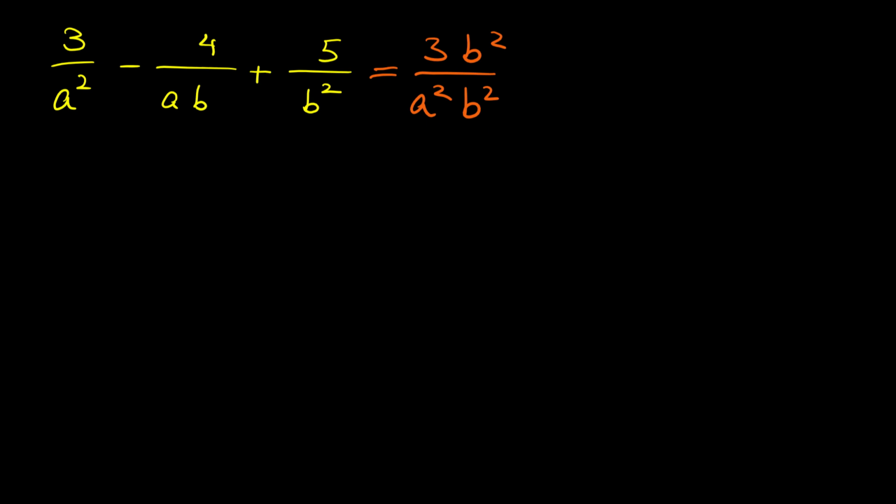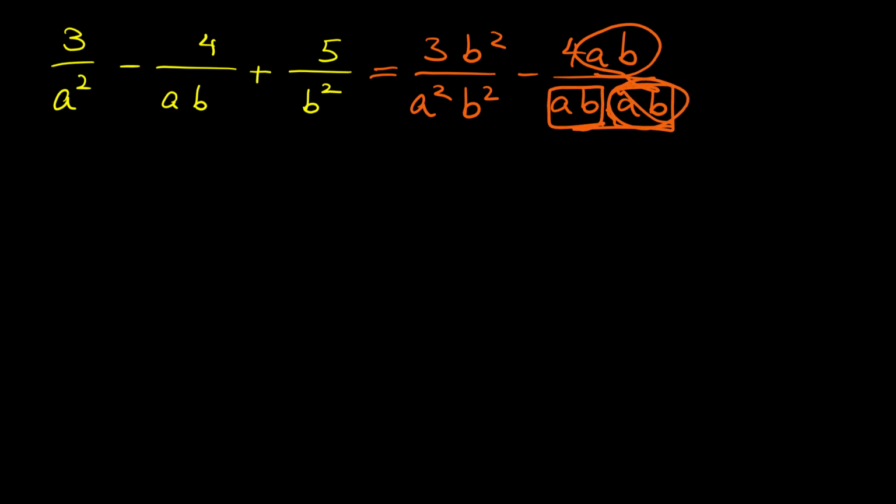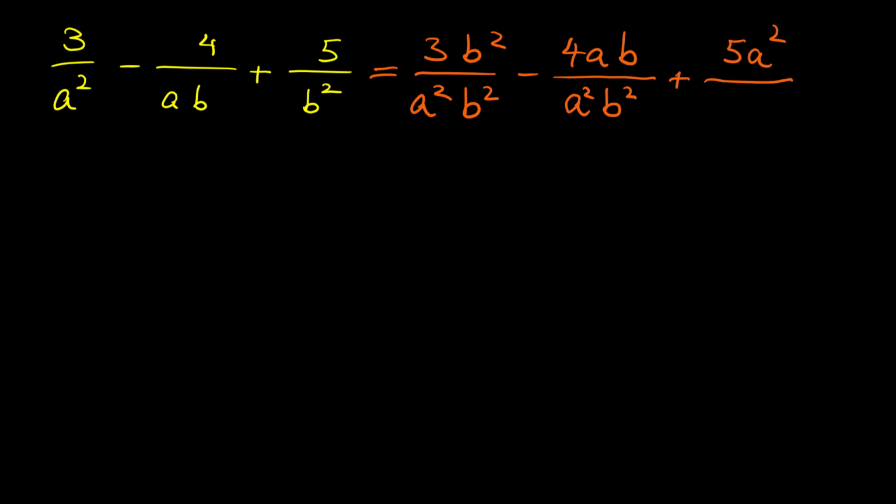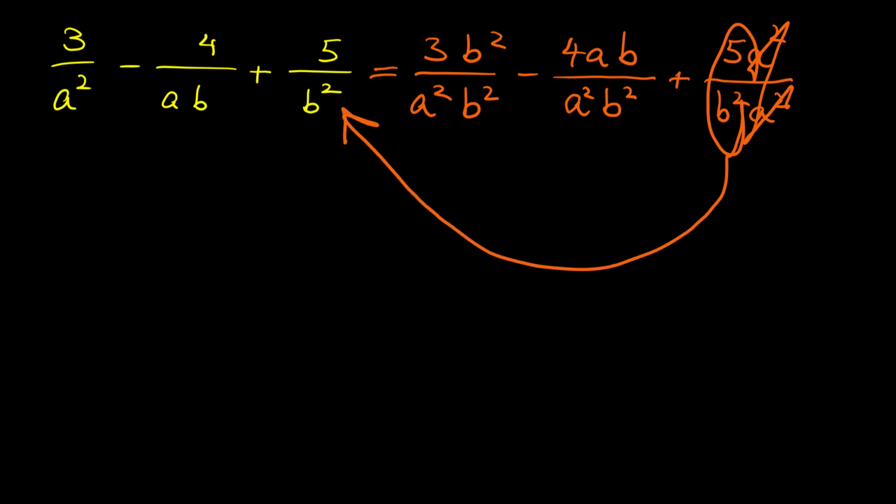So we have minus 4ab over ab times ab. We multiply numerator and denominator by this. And attention, ab times ab is a to the 2, b to the 2. And so it's a good idea to write the denominator in the form of a to the 2, b to the 2. Finally, for the last fraction, we multiply the numerator and denominator by a to the 2, which would be b to the 2 a to the 2. If we cancel this, this is the original fraction.